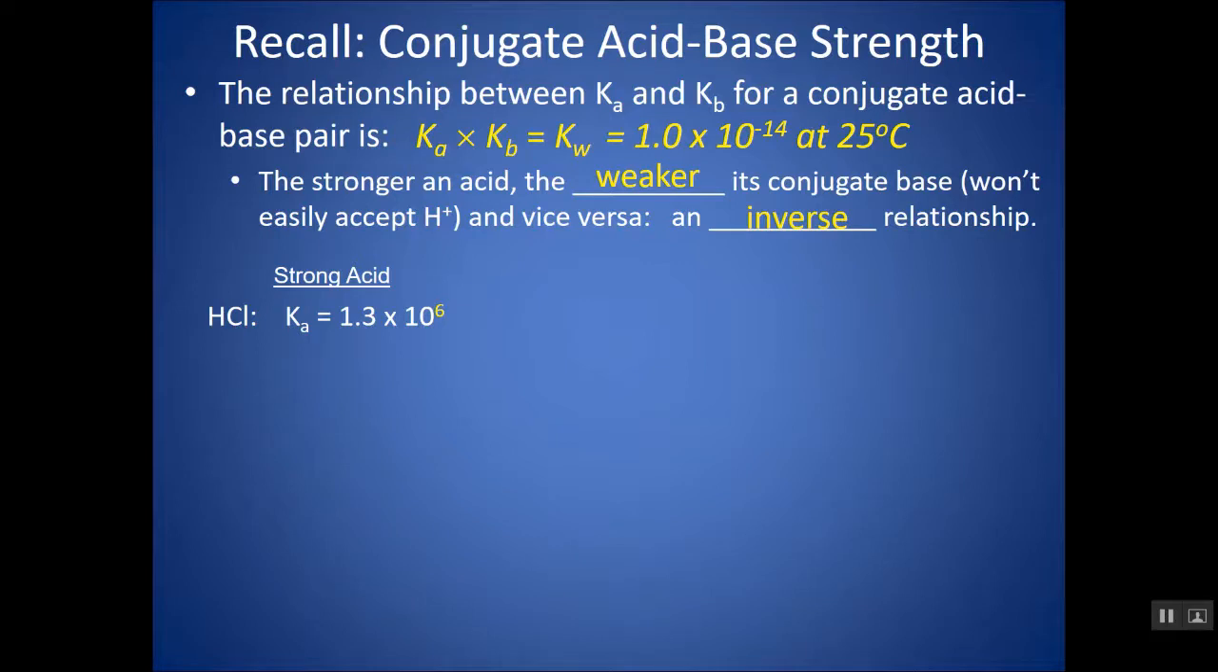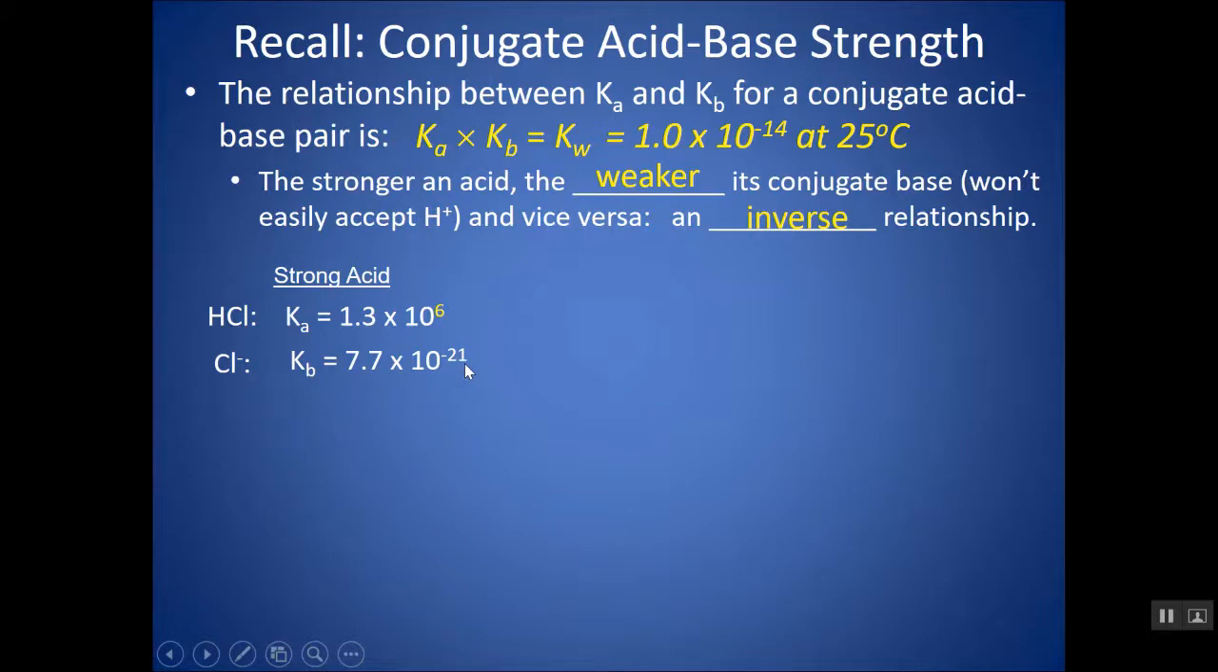If I write the conjugate base for HCl, this is where the idea of an ion is going to come in. What is the conjugate base of HCl? If I make this act as an acid, it releases an H+. The conjugate base is Cl-. If I were to calculate the Kb for Cl- using this equation, I would get that the Kb is 7.7 times 10 to the negative 21.